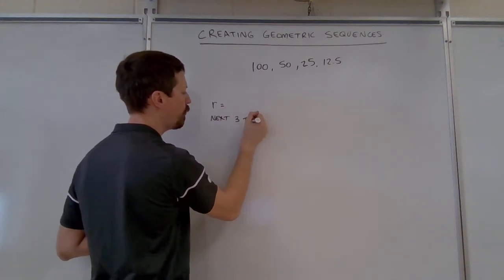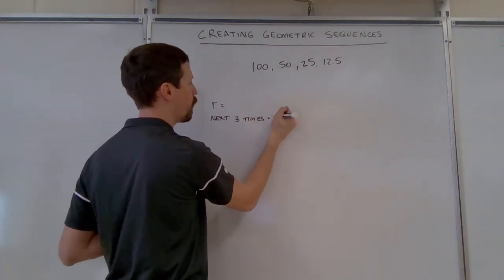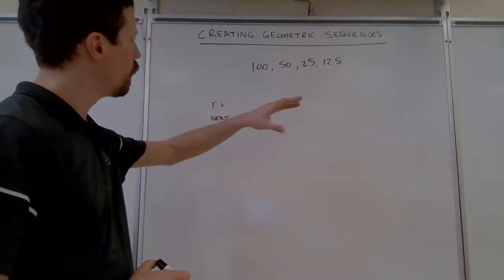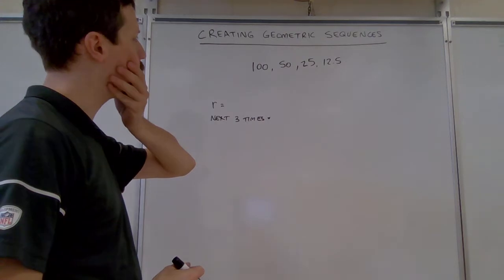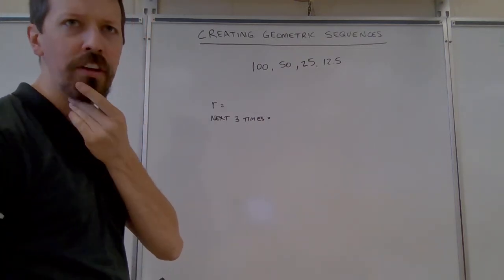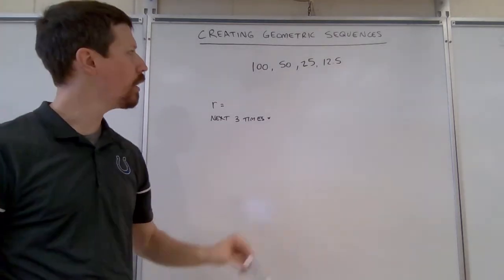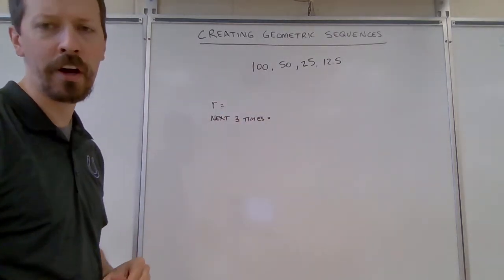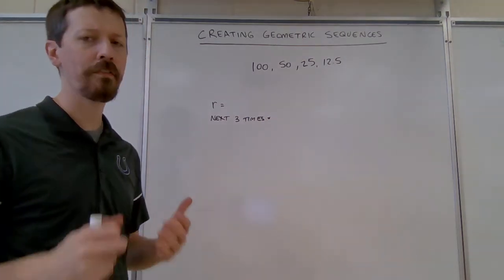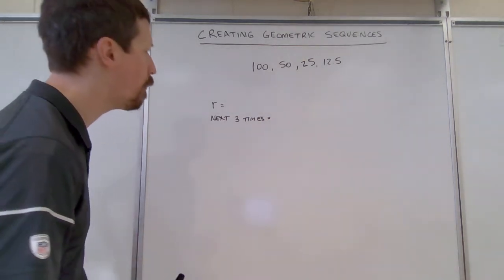Okay, so this one's a little bit different. The last 2 we had have been multiplication. Well, this one, you'll notice it's not multiplication because it's going down. Let's see if we can figure it out anyway. Let's take 50 divided by 100, and you notice that you're going to get 0.5 or 1/2.